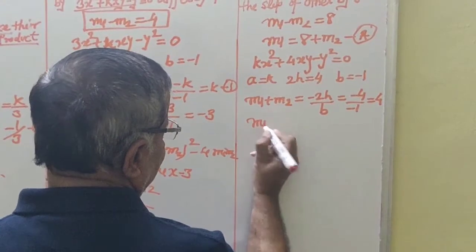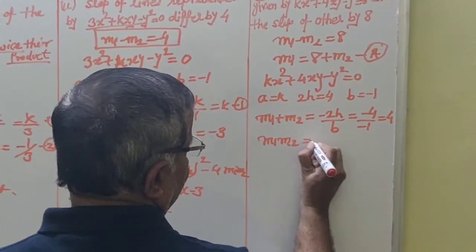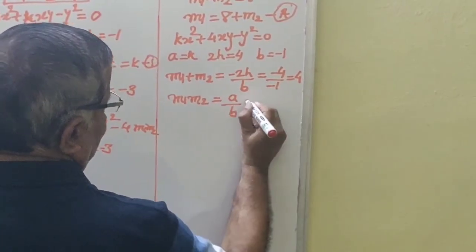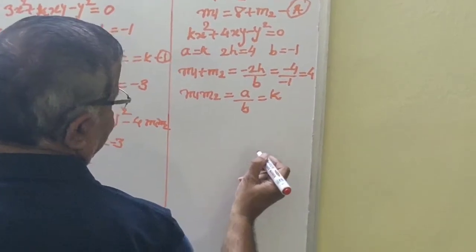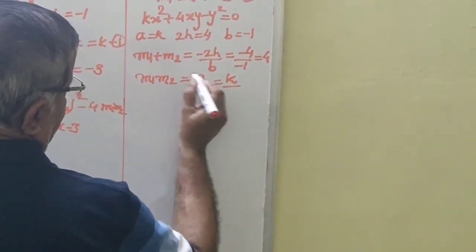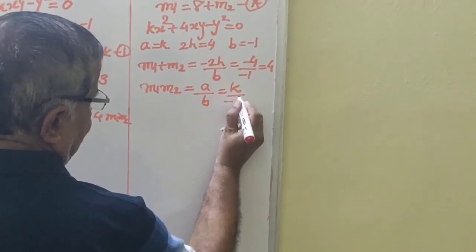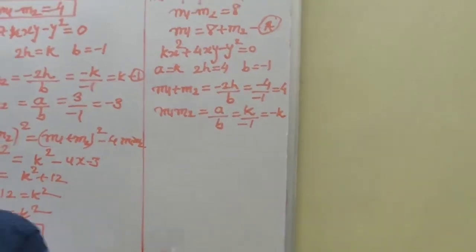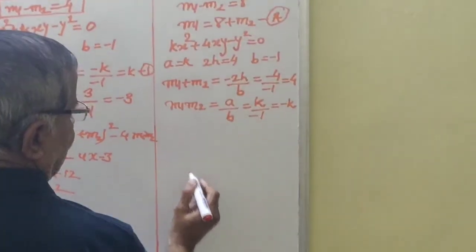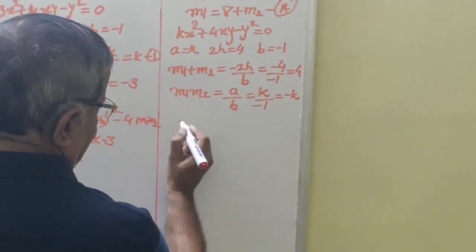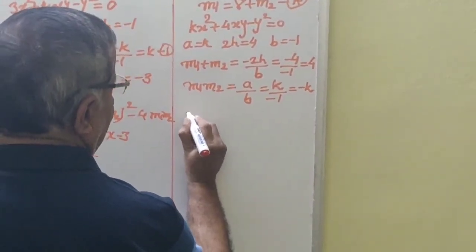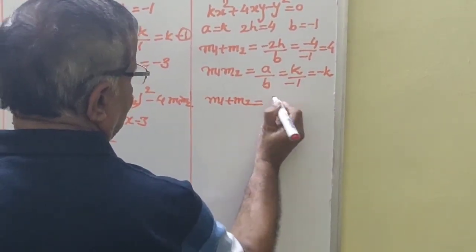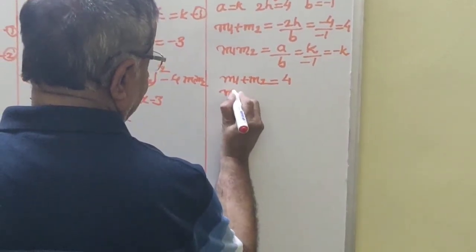Now the product m1 into m2 is equal to a upon b. What is the value of a? It is k. And b is minus 1, so the product is minus k. Now I can substitute the value here and form a quadratic equation.